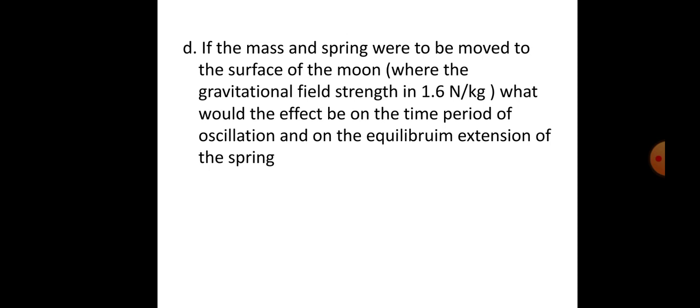If the mass and the spring were to be moved to the surface of the moon from the earth, where the gravitational field on the moon is 1.6, gravity on the moon gravitational field strength. What would the effect be on the time period of the oscillation and on the equilibrium extension of the spring?